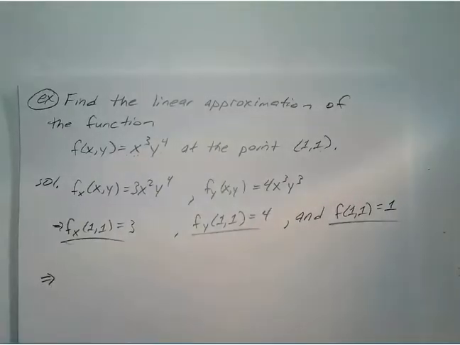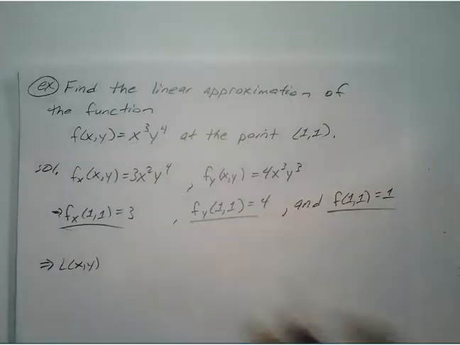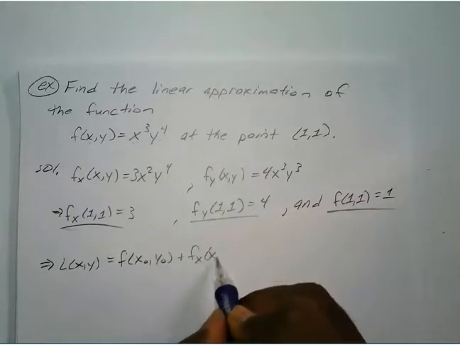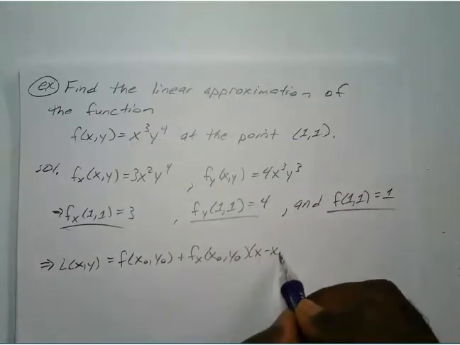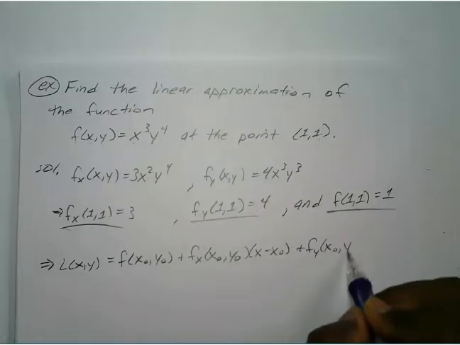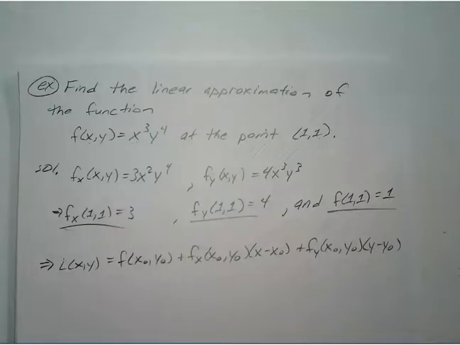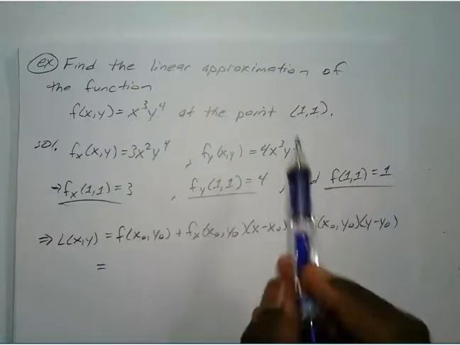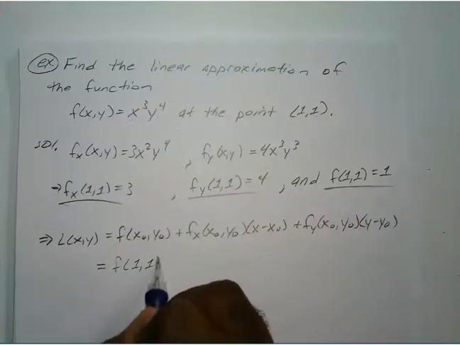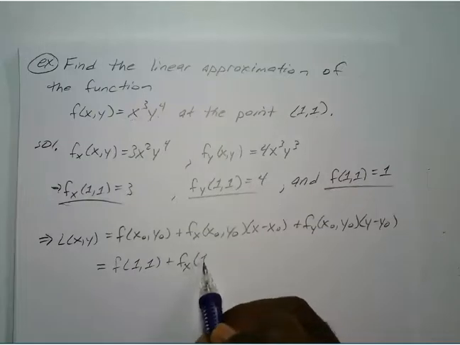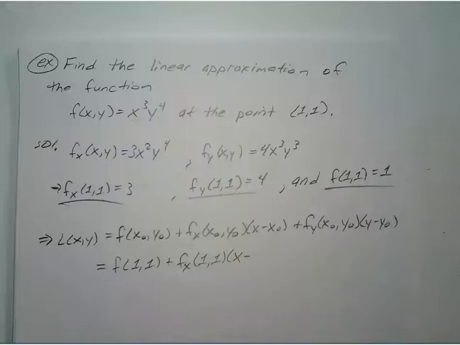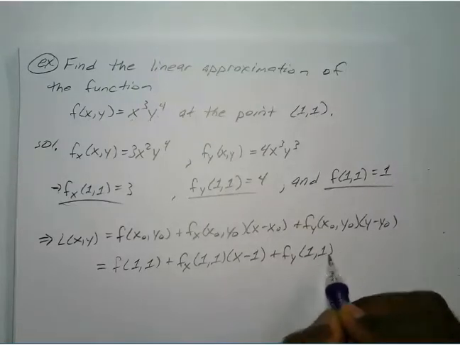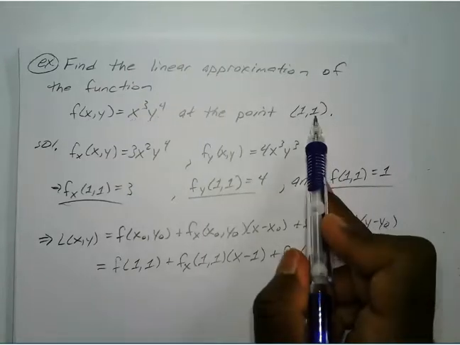So just rewriting the formula, the linear approximation is equal to f of x0, y0 plus the partial with respect to x at x0, y0 times x minus x0, plus the partial with respect to y at x0, y0 times y minus y0. So just filling everything in, our x0 and y0 is (1, 1). So that's f of 1, 1 plus the partial at (1, 1) times x minus, our x0 is of course 1, plus the partial with respect to y at the point (1, 1) times y minus y0, which is of course 1.